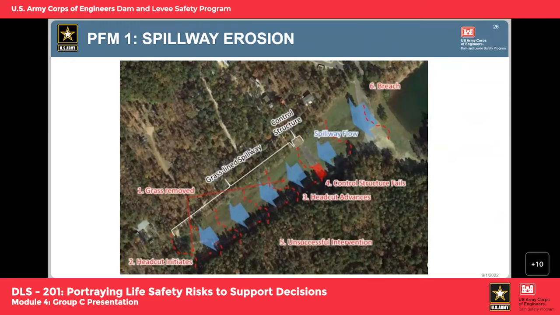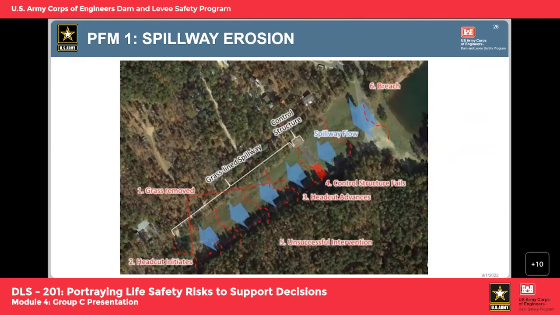And I just want to point out on this overview also the location of the control structure, which we've already talked about a little bit, and which has the protection features of the cutoff walls and anchors. And the distance between the control structure and the upstream sill is approximately 350 feet.